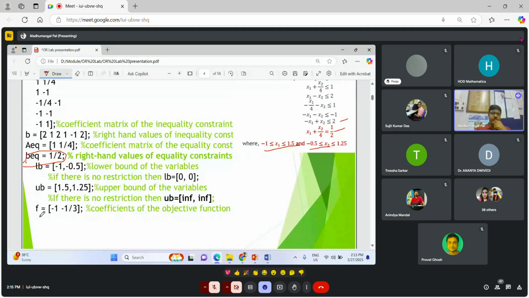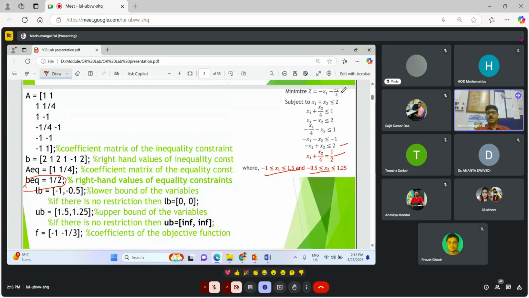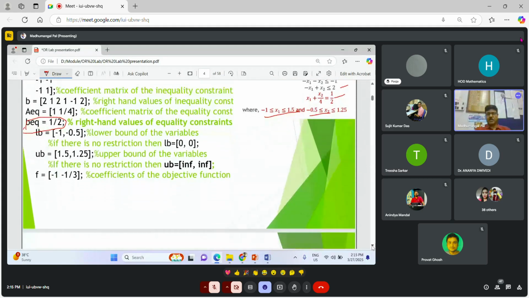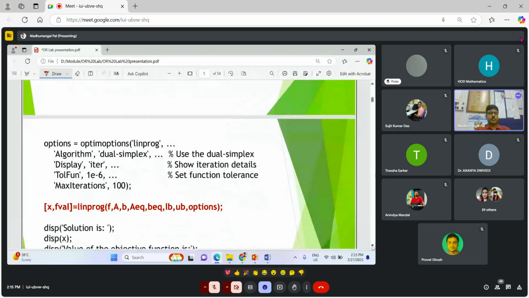And see that f equal to -1 and -1/3 is the coefficient vector for the objective function. The objective function is minus x1 and minus x2 by 3, so the coefficients of the objective function are -1 and -1 by 3. That one is denoted by the variable f. So these are the inputs for an LPP.